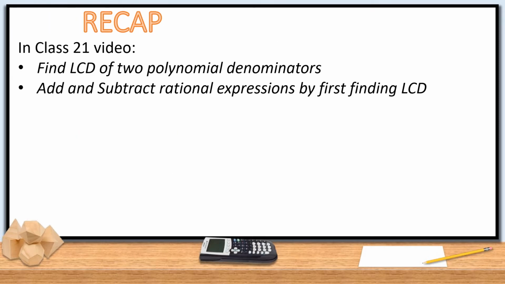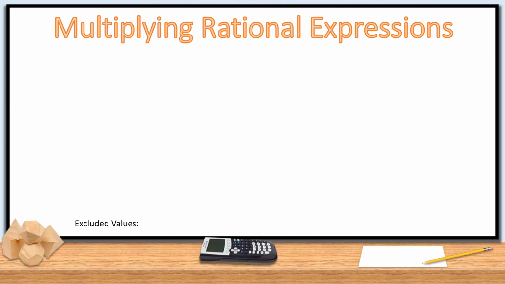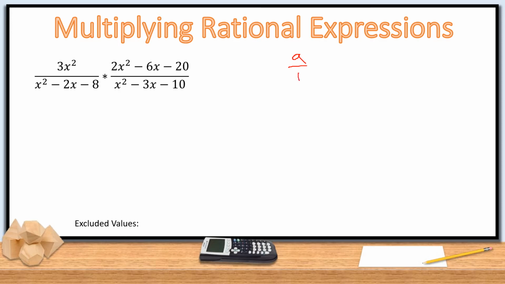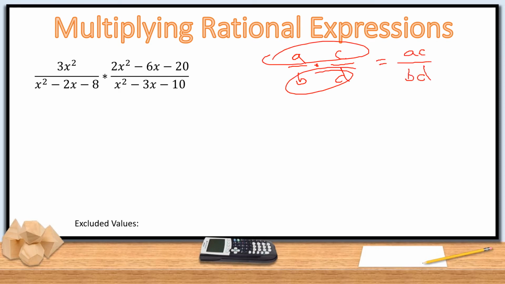So last class, we were doing the lowest common denominator of two polynomials and then adding or subtracting them. All right, let's take a look at multiplying first. So when you have two fractions, let's say you've got a over b times c over d. The way we multiply fractions, the numerators multiply and the denominators multiply. So you get ac over bd. That's it. You're done. We're going to do the exact same thing here with polynomials.